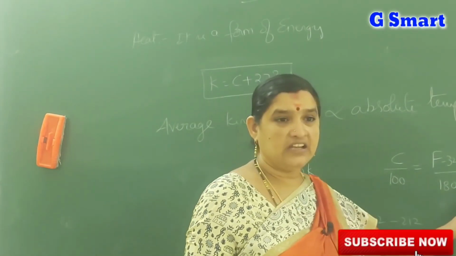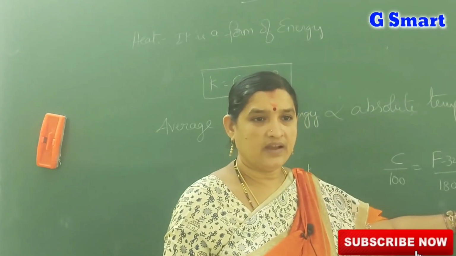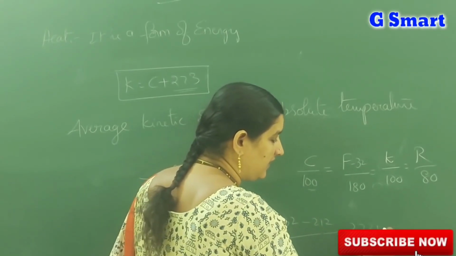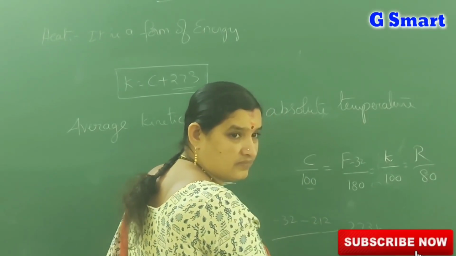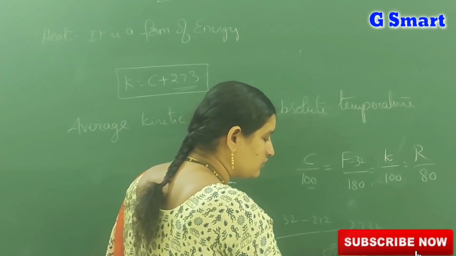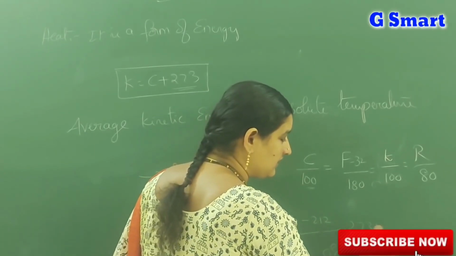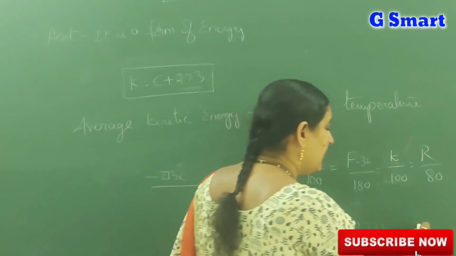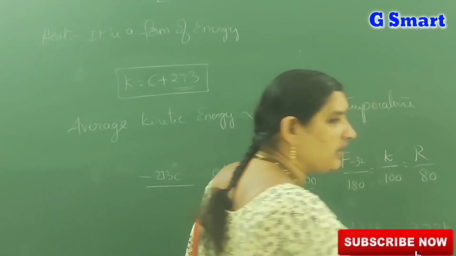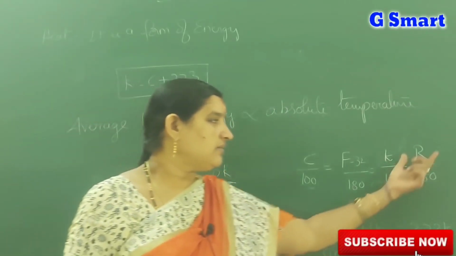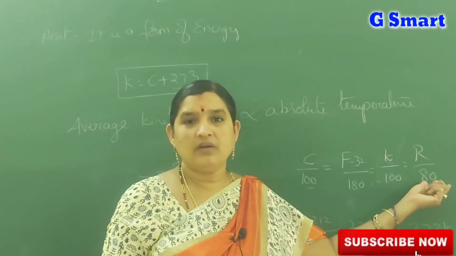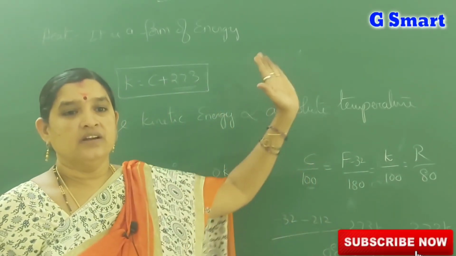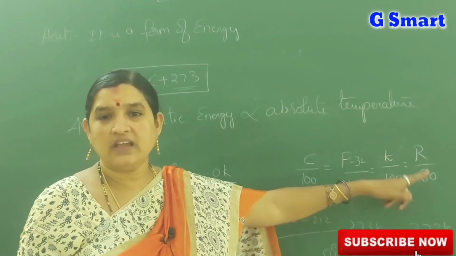In the same way the Kelvin scale, it starts with 0 and 100. That means 0 degree centigrade is equal to 0 plus 273, so 273 Kelvin. 273 Kelvin is the melting point of ice and 373 Kelvin is the boiling point of water. In the same way, the Reaumur scale is also 0 to 80, the number of divisions is 80. We can convert from one scale to another scale by using this formula.